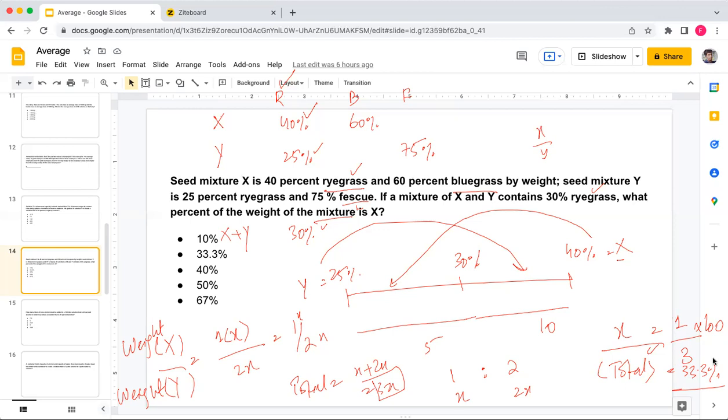Where is 75%? They have mentioned the percent. Where is 75%? This is of no use. These two are of no use. We are just considering this and this value. Because see, 40% of ryegrass, 25% of ryegrass, and the overall solution is 30% of ryegrass. Just use these.